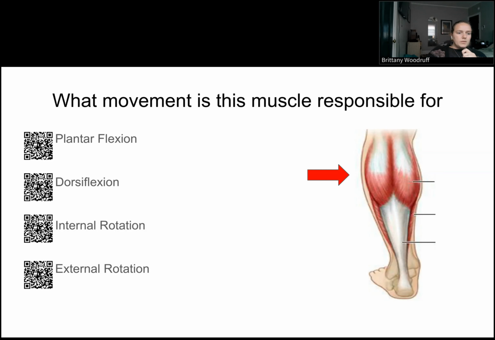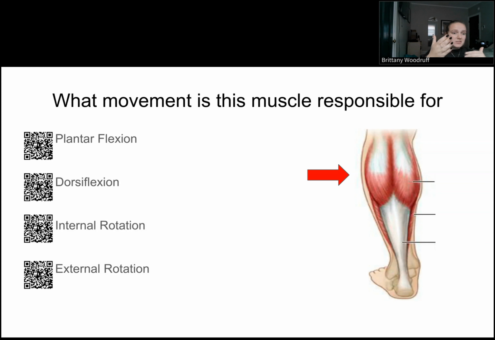Yeah, so this is going to be responsible for plantar flexion. Again, I'm happy you guys chose plantar flexion or dorsiflexion, because it means you guys know that it's associated with the foot, right? So think about it as like puppet strings. This muscle is your gastrocnemius. When it contracts, it's going to pull up on that back heel.